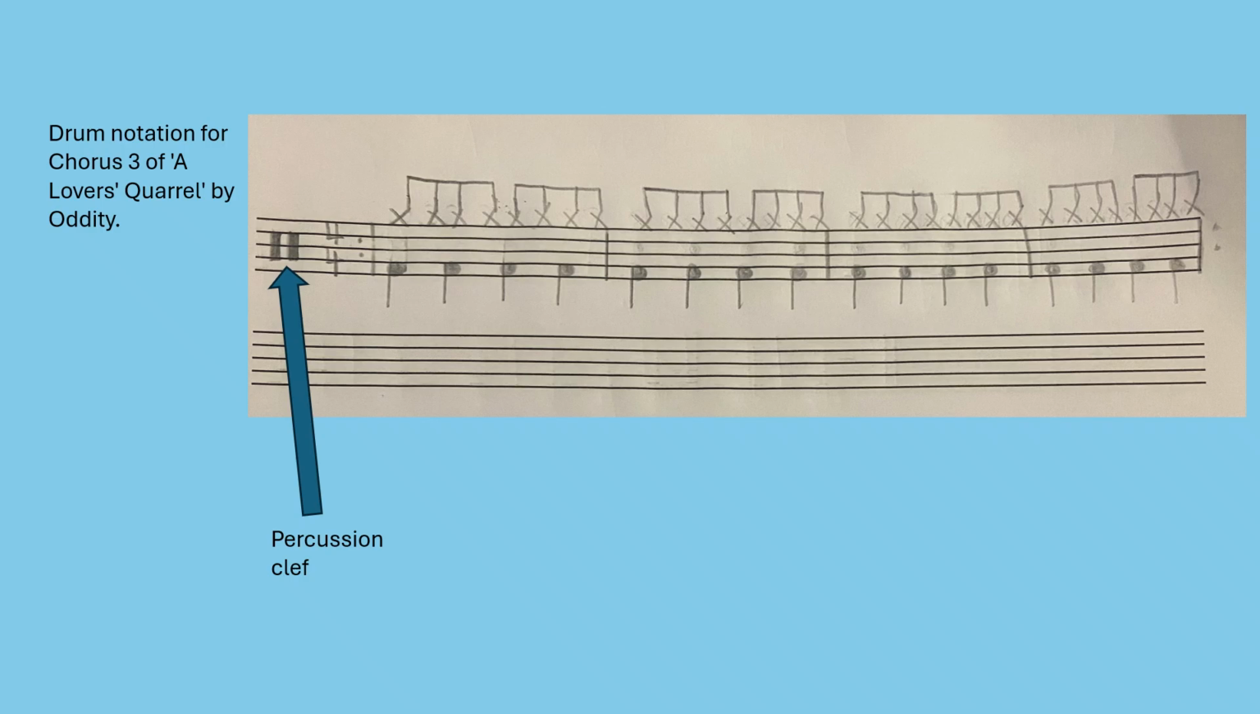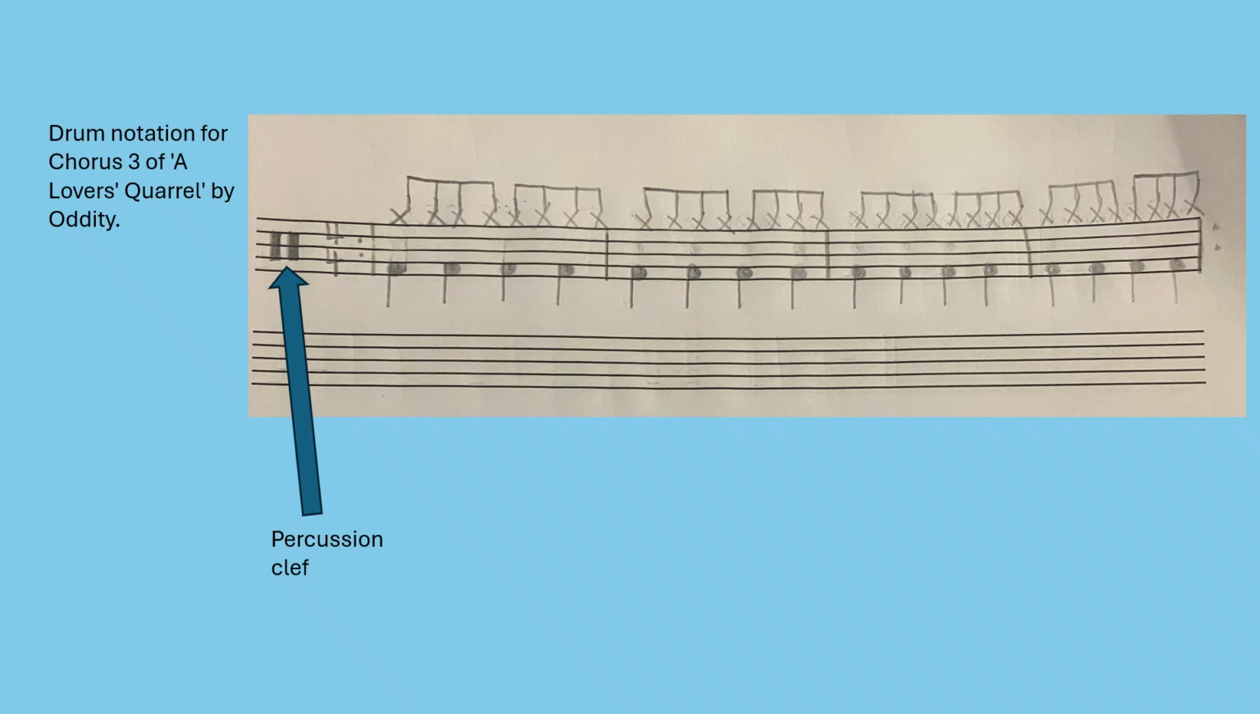Here is an example of what the drum notation would look like for the third chorus of A Lover's Quarrel. You can see the percussion clef drawn at the start to indicate that this music is for the drum kit. The lowest notes on the stave with the dots represent the bass drum, which would sound like this.